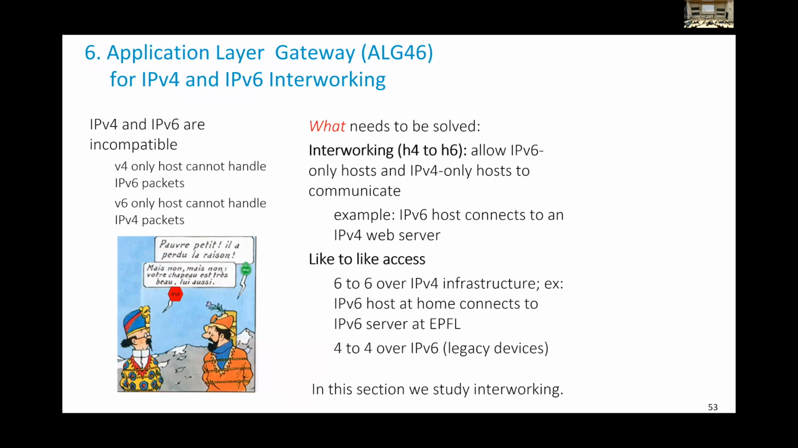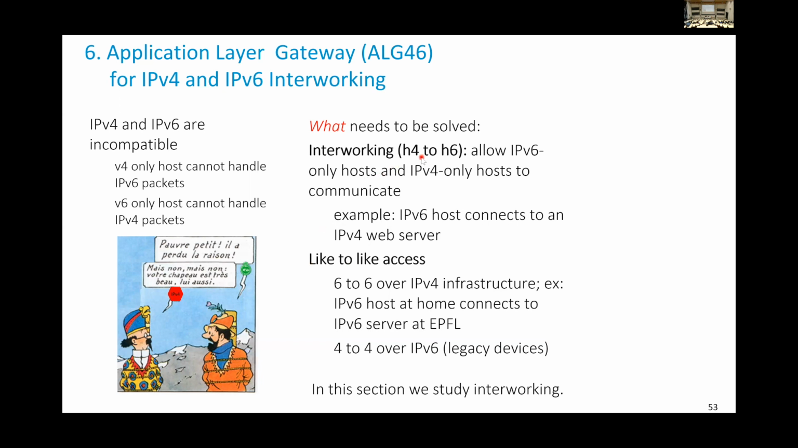Now, this can be used to solve problems which are less nice than what I showed before, where we don't have end-to-end connectivity. So this can be used to solve what is called the interworking problem. There are two types of problems in the transition to the interconnection of IPv4 and IPv6, which I call interworking and like-to-like.